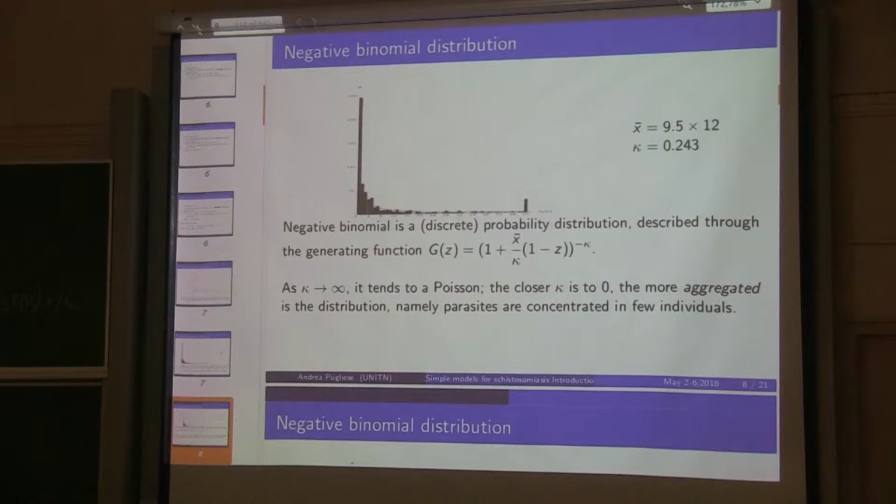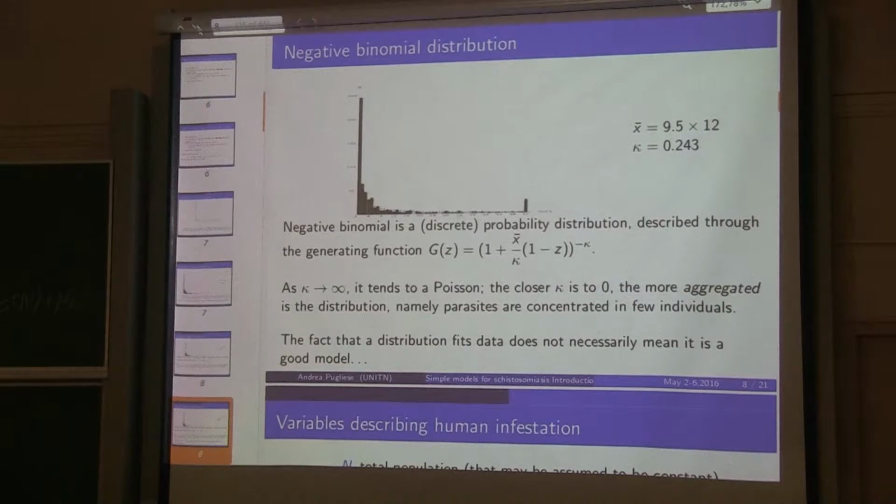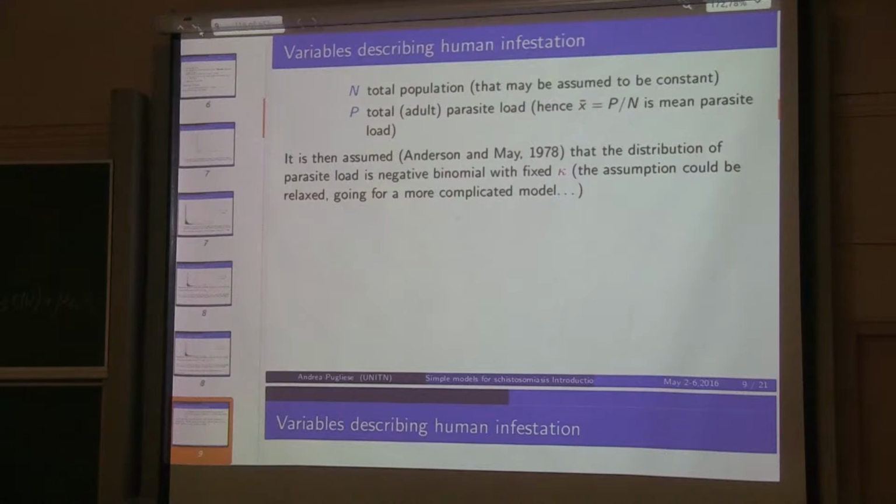The idea of many models is to say, okay, we know we have this distribution, and that seems to fit the data, and we assume that the distribution is always negative binomial. Many times we also assume that this number kappa is a property of the population that cannot vary, something that is fixed. It's clearly a simplified assumption, and people have also tried different things, but it's one of the classical ways that works. Of course, the fact that the distribution fits the data doesn't mean that it really is a good model for what happens.